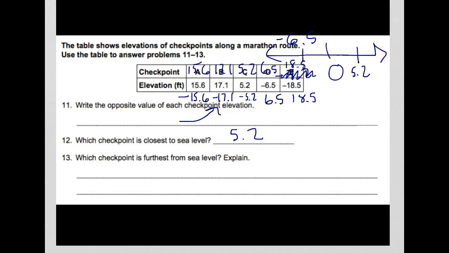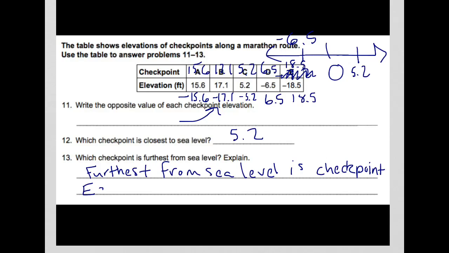So the furthest from sea level is checkpoint E, or if it helps this way, negative 18.5 feet elevation.